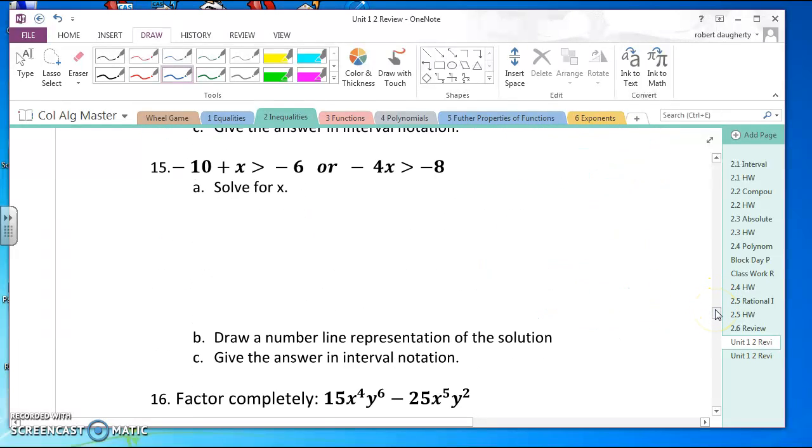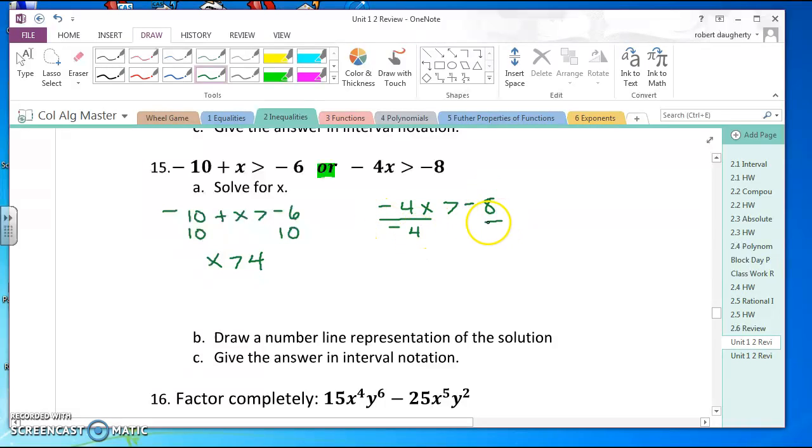So again, a compound inequality with an "or" this time, you just treat this as two separate problems. So -10 plus x greater than -6, add 10 to both sides, x is greater than 4. -4x greater than -8, divide both sides by -4. When I do that, be very mindful that this now changes. So I get x is less than 2.